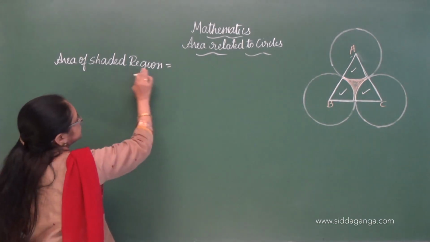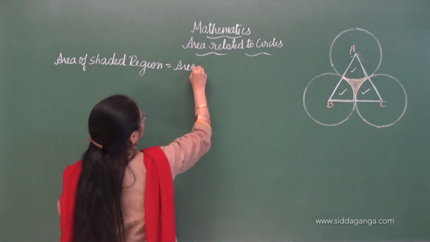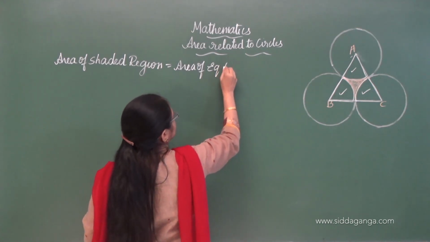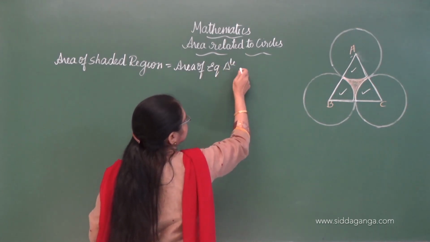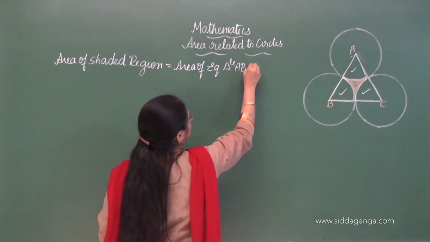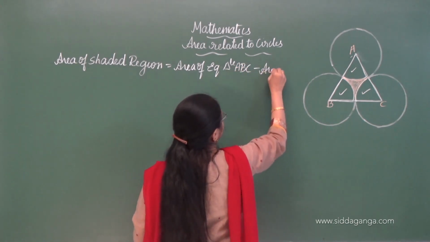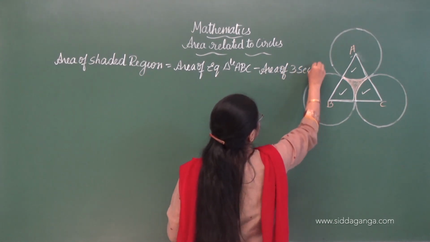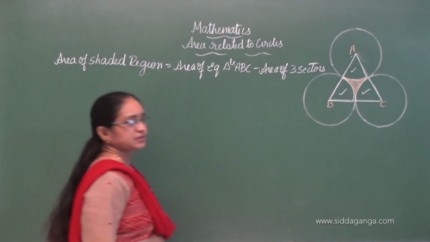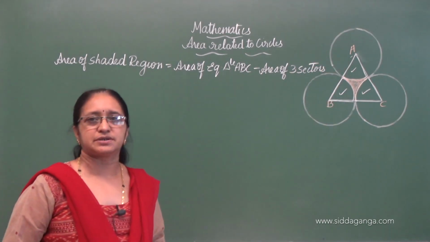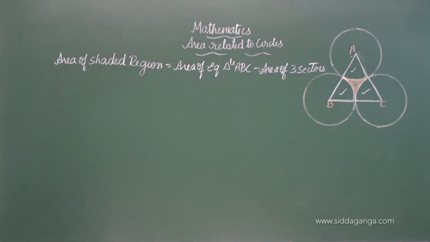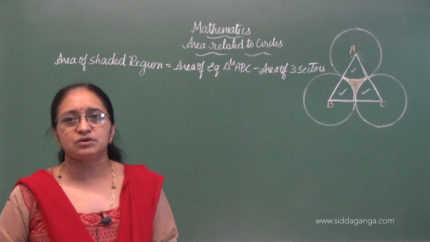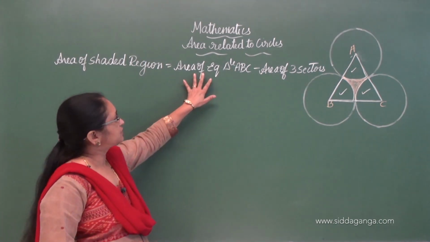Now, area of the shaded region is equal to area of equilateral triangle ABC minus area of three sectors. Okay, first let me write this first step, that is area of the shaded region is equal to area of the triangle minus area of three sectors. Now let us try to find out each and every one.